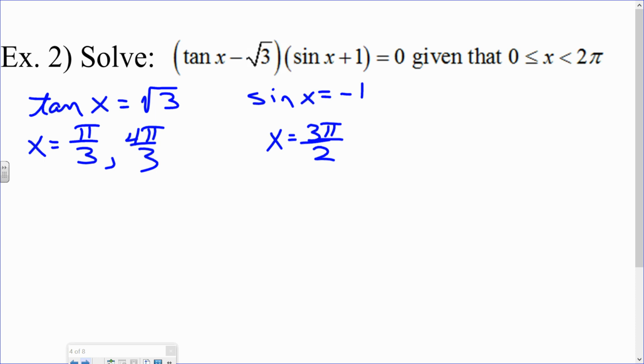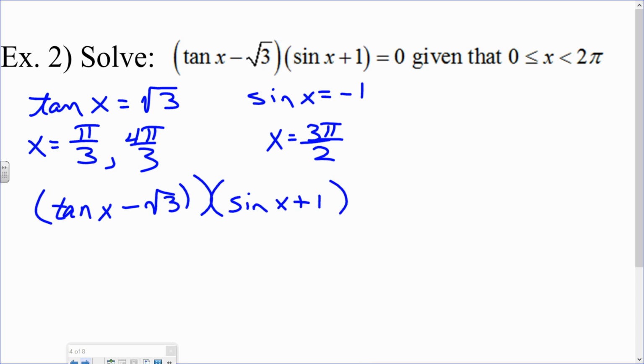So now we just have to check. What we're checking for in this case is, are both factors defined for all three of those values? So if I plug pi over 3 into the first factor, I'll write these out once here. So I'm going to plug back in here and check. We're going to see what happens.